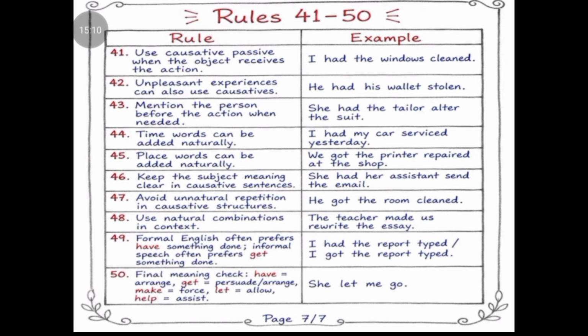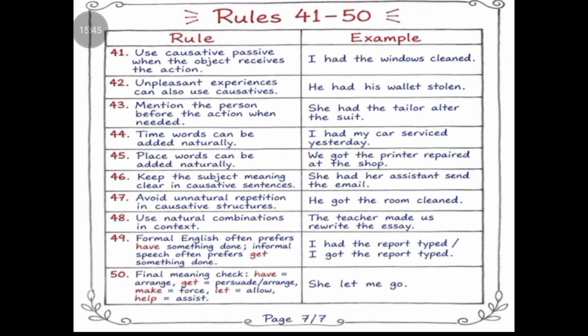47. Avoid unnatural repetition in causative structures. For example, he got the room cleaned. So you should avoid the repetition to remove clumsy sentences. So this one is correct. 48. Use natural combinations in context. The teacher made us write the essay. That means you should write something that is relevant to the context.